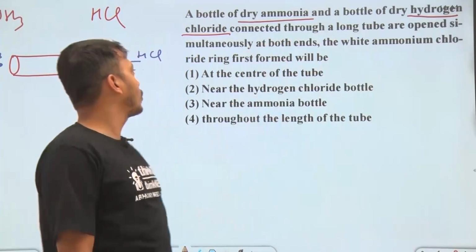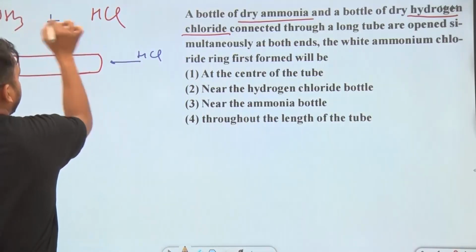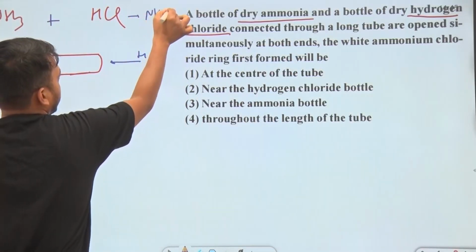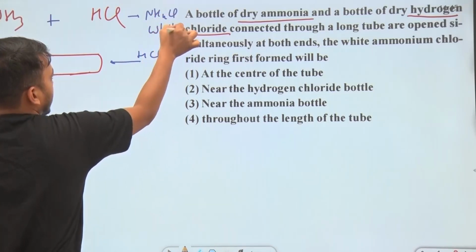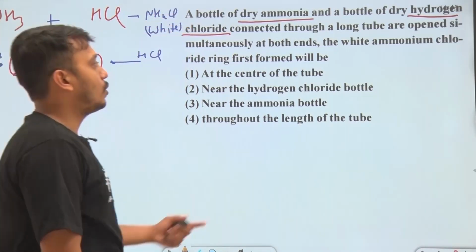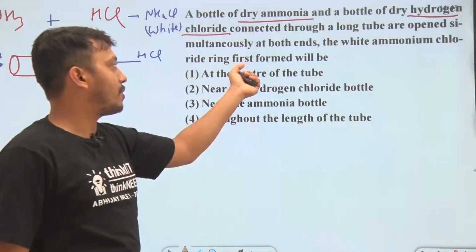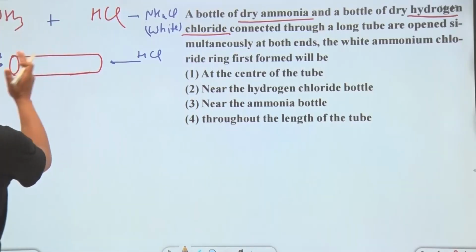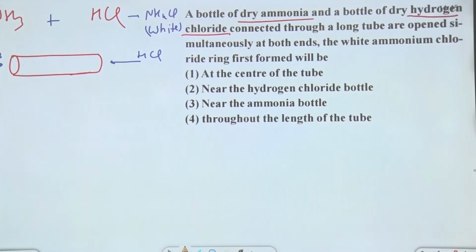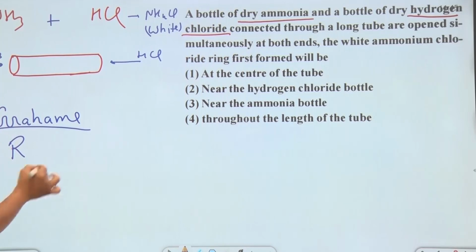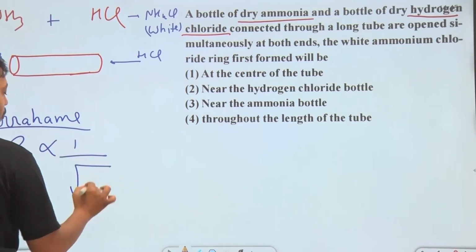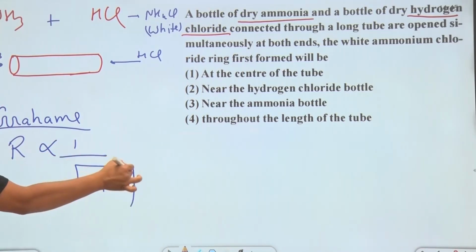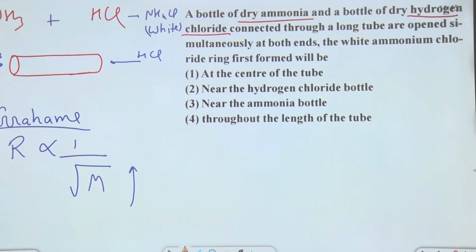The white ammonium chloride, as we know that if both chemically react, then NH4Cl is produced, which is white fumes in color. The white ammonium chloride ring first formed will be, we have to find out basically, at which side this chemical reaction will occur. According to Graham's law of diffusion, rate of diffusion is inversely proportional to the square root of molar mass. So higher the molar mass, lower the rate of diffusion.